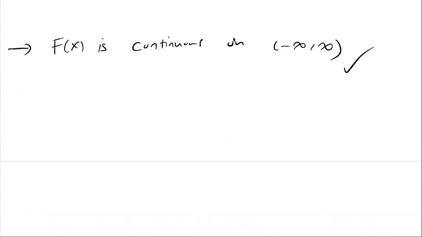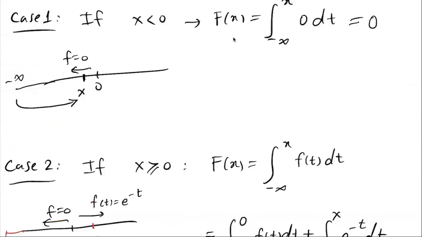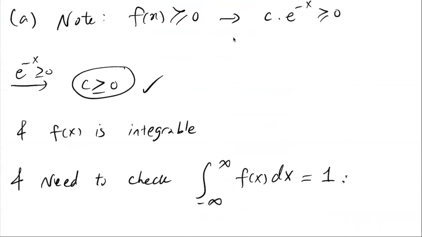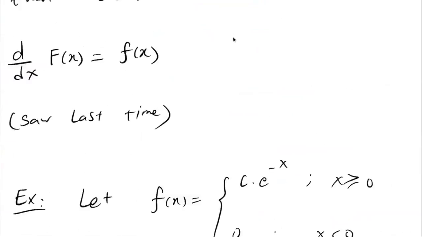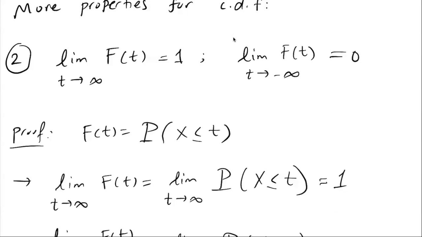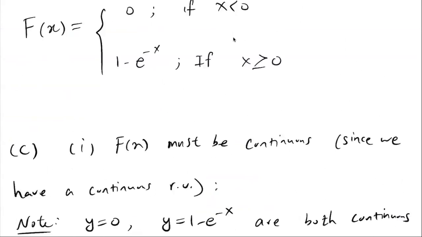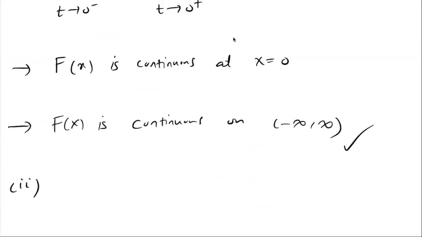So this was one condition we wanted to verify. Now let's look at the second condition of CDF we mentioned earlier. Second condition: limit as t goes to infinity must be 1, and limit as t goes to minus infinity must be 0. So limit of F of t as t goes to infinity.